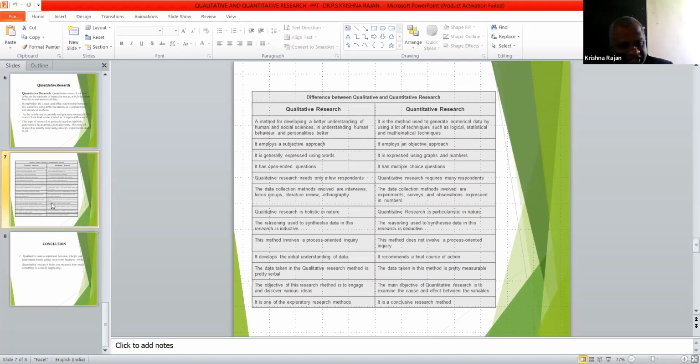In qualitative research, it develops an initial understanding of the data. Data is understood initially, thoroughly about the research. Whereas in quantitative research, it recommends a final course of action. The data taken in qualitative research method is pretty verbal, whereas the quantitative technique is pretty measurable. Finally, the objective of qualitative research is to get various ideas, whereas the main objective of quantitative research is to examine the cause and effect relation between the variables. And last but not the least, qualitative is one of the exploratory research methods, and quantitative is a conclusive research method.